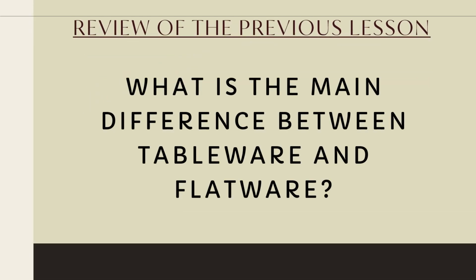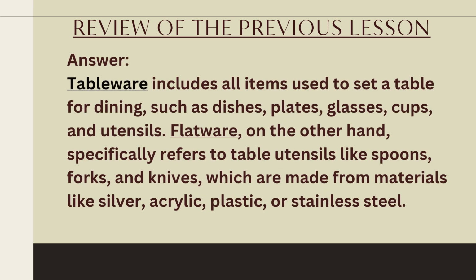What is the main difference between tableware and flatware? Answer: tableware includes all items used to set a table for dining, such as dishes, plates, glasses, cups, and utensils. Flatware, on the other hand, specifically refers to table utensils like spoons, forks, and knives, which are made from materials like silver, acrylic, plastic, or stainless steel.